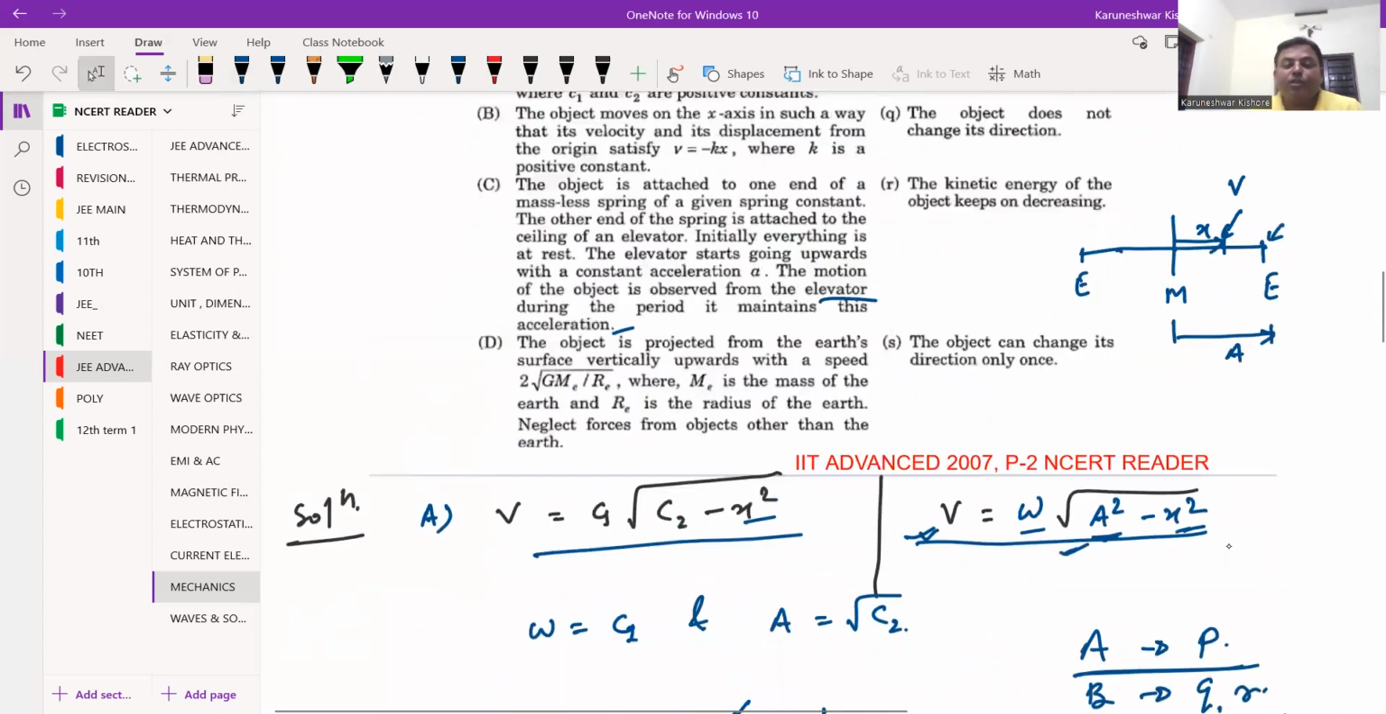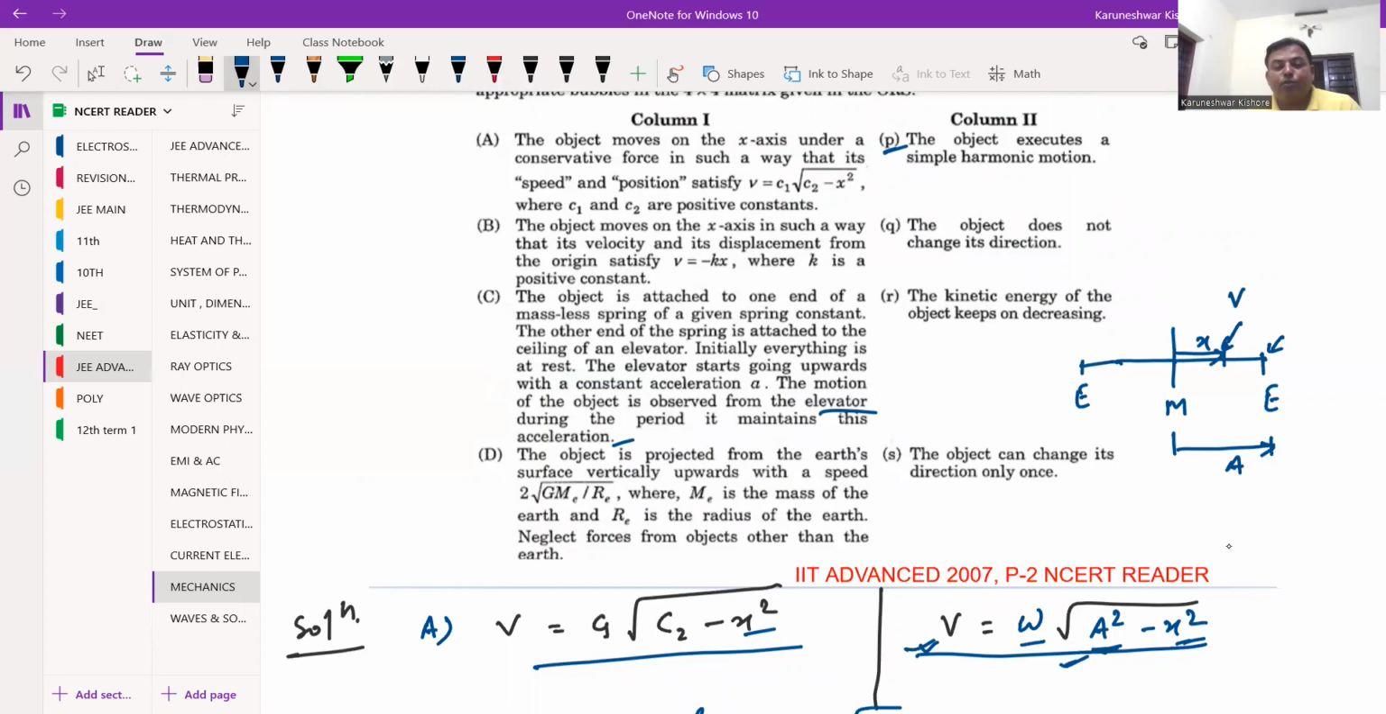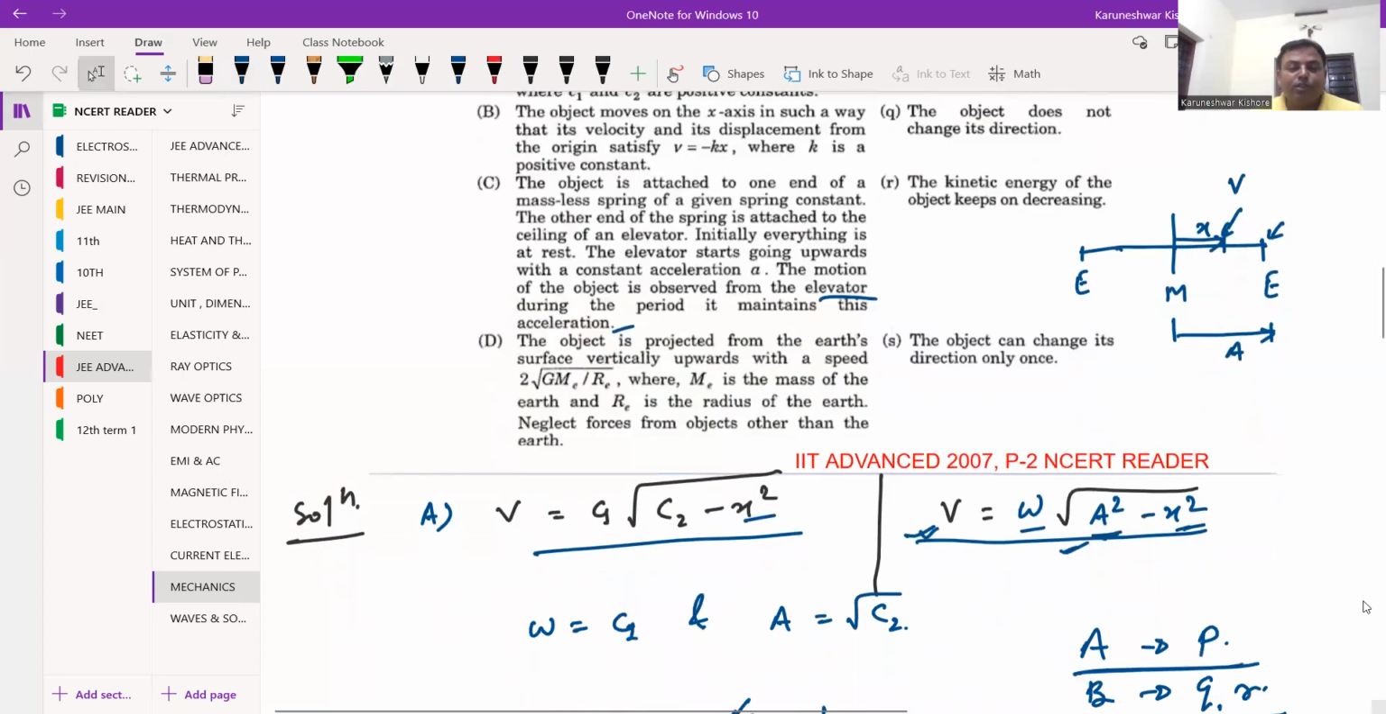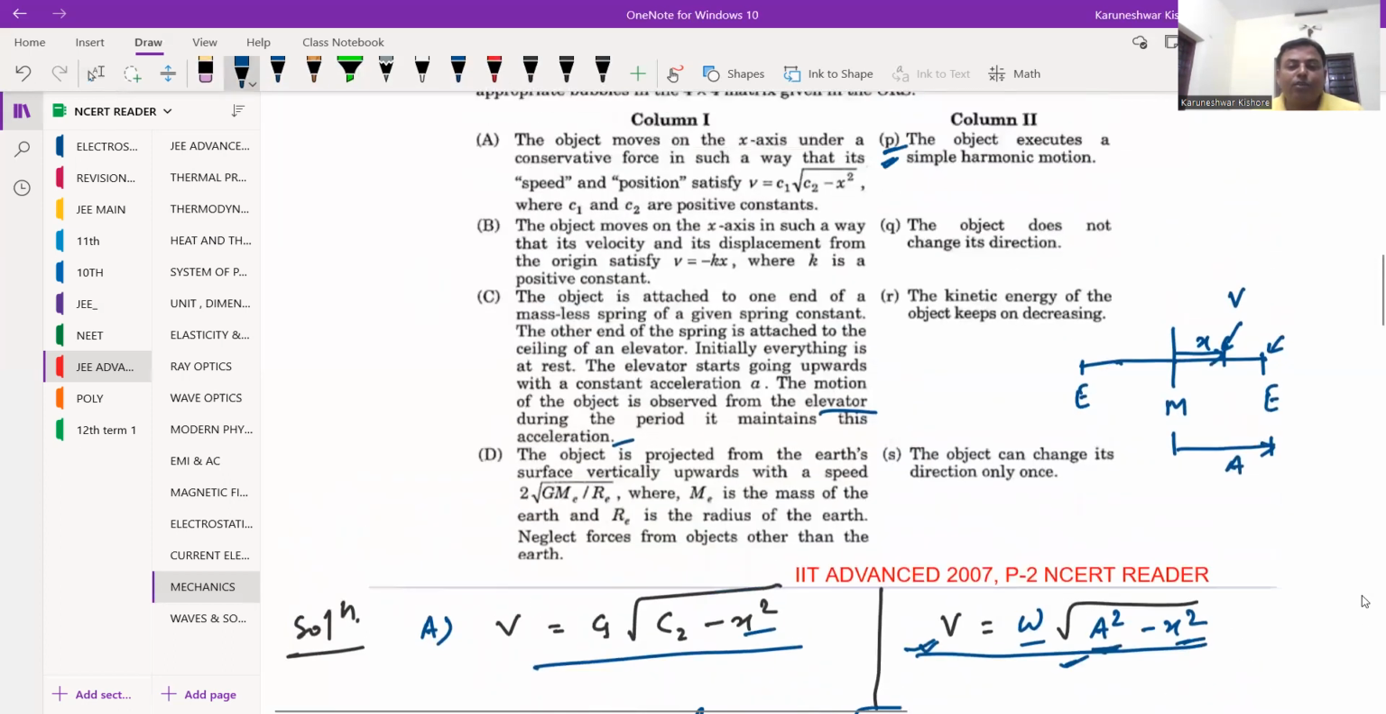In this situation we have to consider the pseudo force, because it is mentioned in the question that the motion of the object is observed from the elevator itself. When we consider the motion of the object from the elevator itself, it means we are analyzing the situation from an accelerating frame. So we have to apply the pseudo force, and on the basis of the pseudo force, the object will execute simple harmonic motion. So for C also, the option that the object does not change direction is not possible, because it will go up and it will come down also.